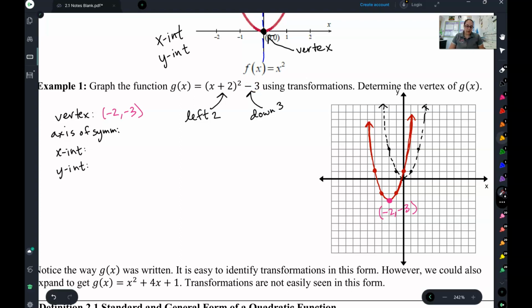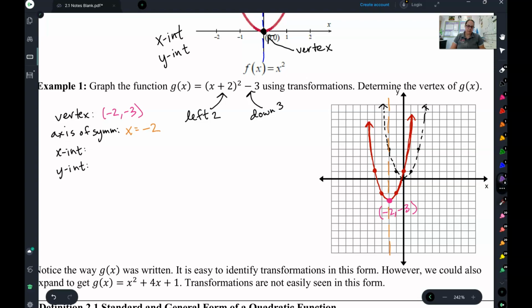Which also makes our axis of symmetry pretty easy, because we always know axis of symmetry is x equals, and it's always the x value of the vertex. We can see right there, that's halfway through the parabola, so at -2. Same. So when you have an equation written in vertex form, it's really easy to find the vertex and the axis of symmetry.